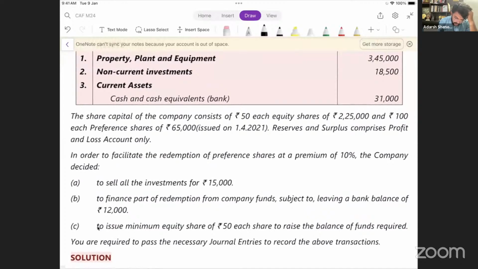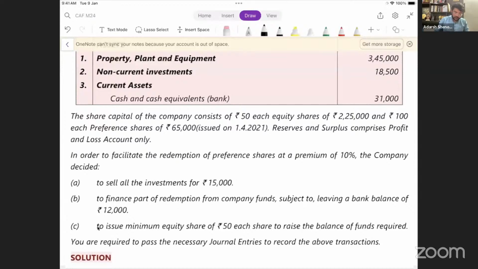In order to facilitate the redemption of preference shares at a premium of 10%, the company decided to sell all the investments for 15,000 to finance part of the redemption from company funds, subject to leaving a bank balance of 12,000, and to issue minimum equity shares of 50 each to raise the balance of funds required. You are required to pass the necessary journal entries to record the above transactions.